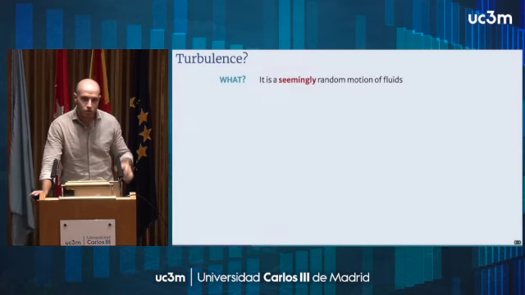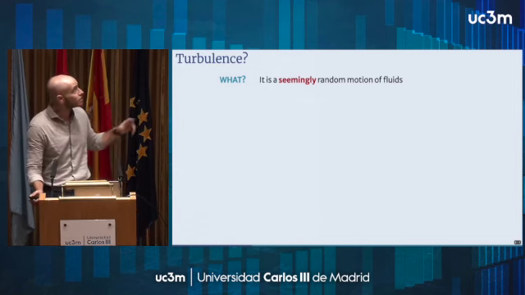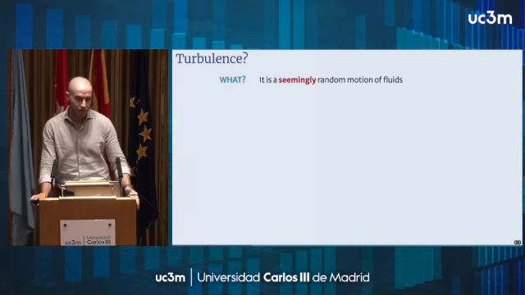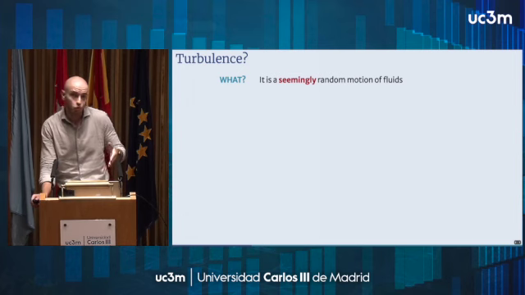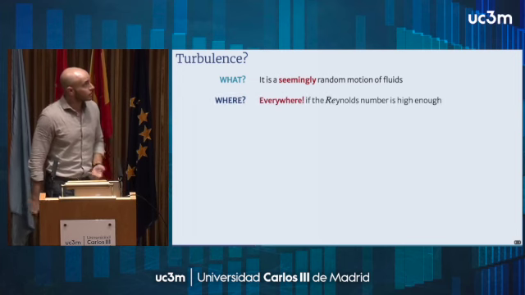Turbulence, most people have this notion, is a seemingly random movement of fluids. It's not actually random, that's why "seemingly" is in red. It's actually chaotic. So turbulence is deterministic, and in principle you should be able to predict turbulence, but it's very complicated, okay? Where you can find turbulence is everywhere, okay?